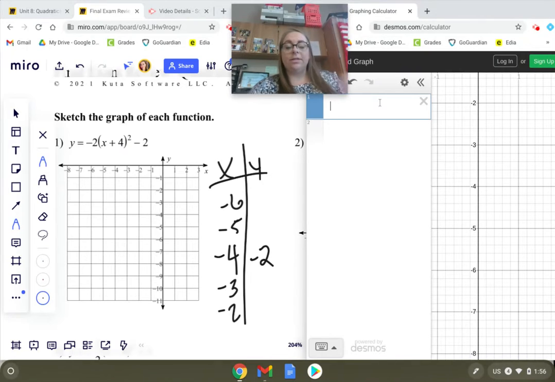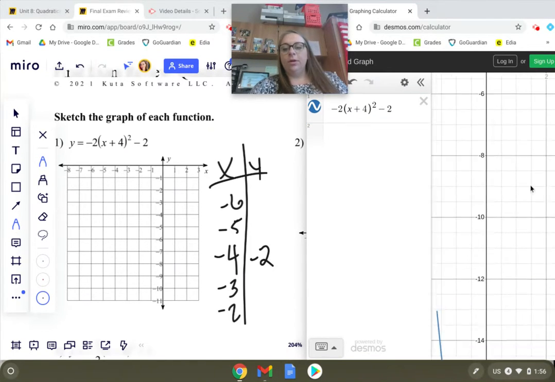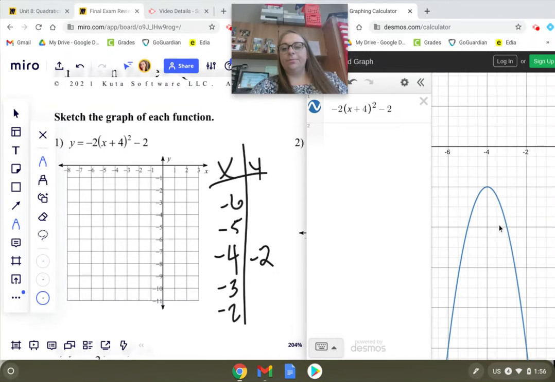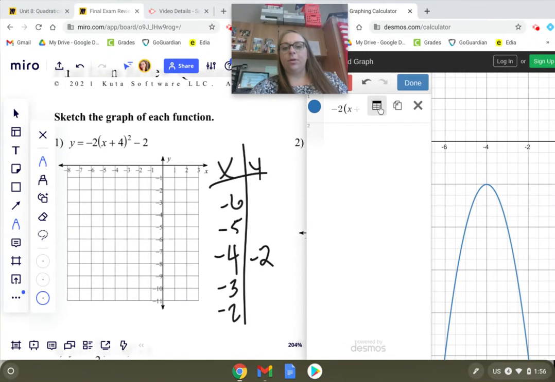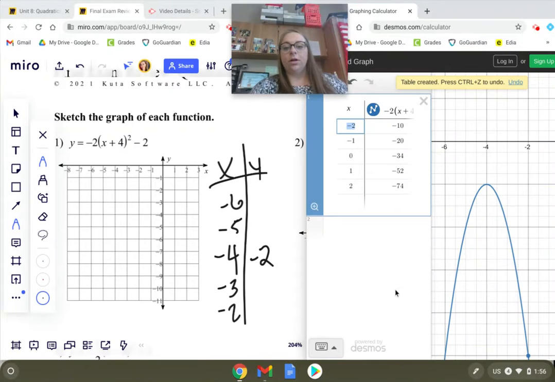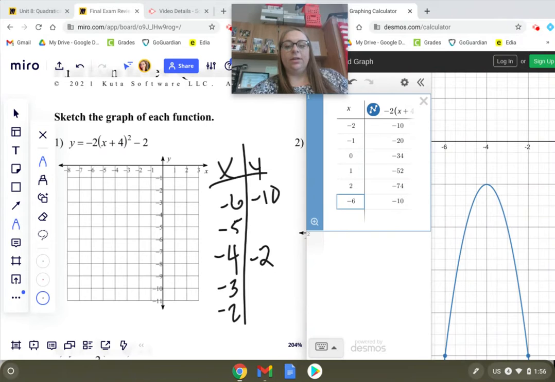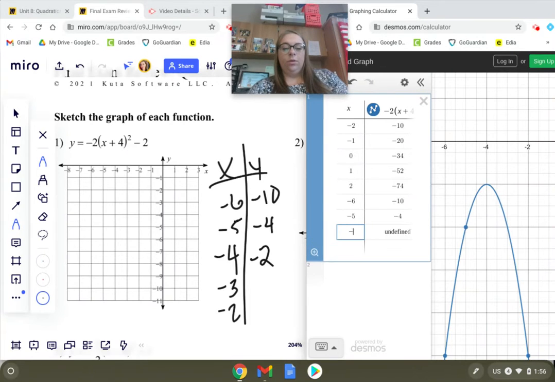Okay, so now let's type that into Desmos. So -2(x + 4) squared minus 2. We can zoom out and see the actual quadratic, but let's switch it to a table so we can find the other points. -6 is not on there, so let's type it. That gets us -10. -5 is not on there, so let's type it. So -4. We know that one's -2. We can go -3. That gets us -4. And then -2 gets us -10.